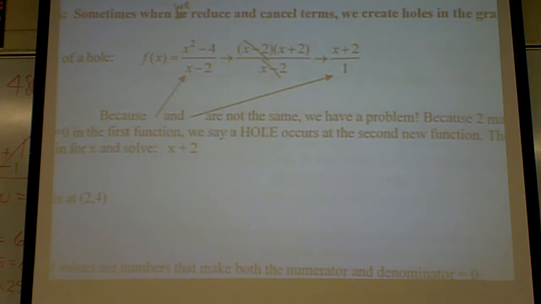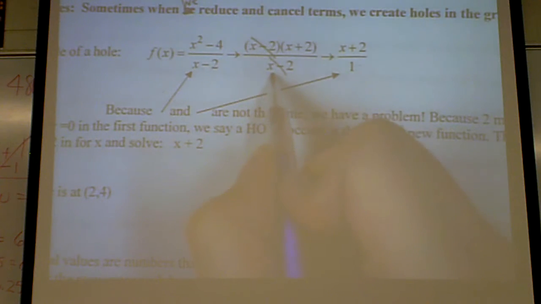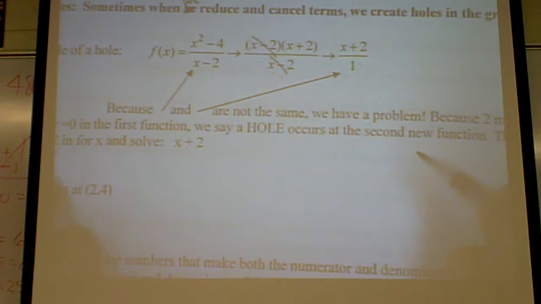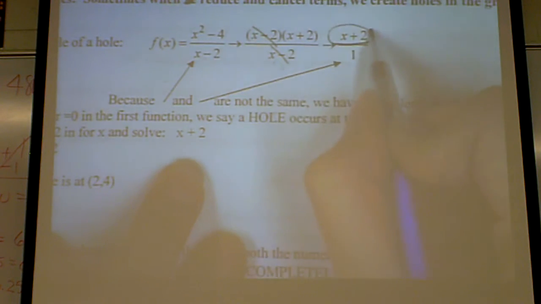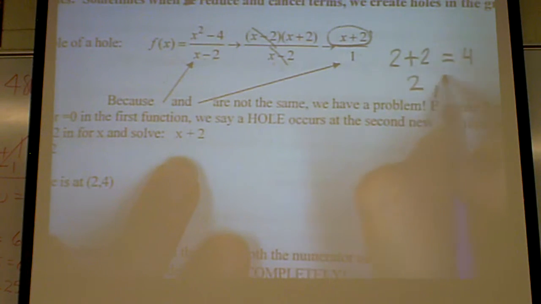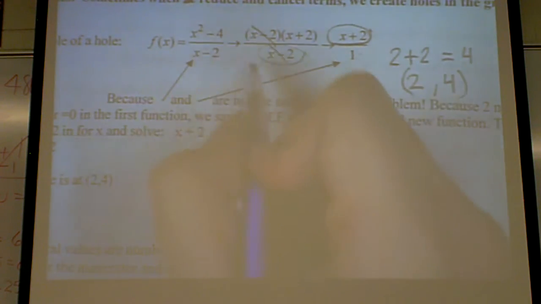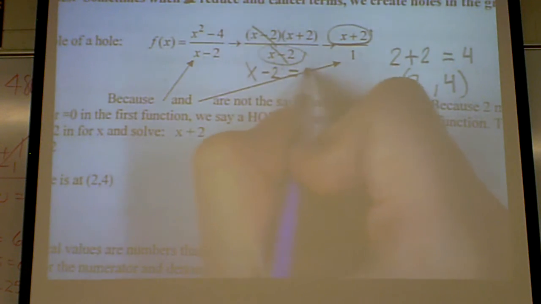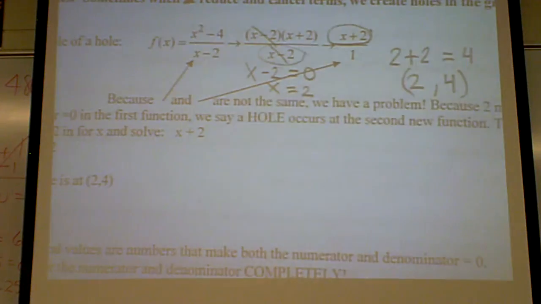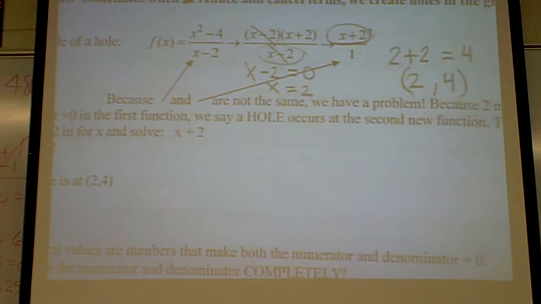So whenever 0 is in the denominator, we say that there's a hole in our graph. To find out where the hole is, we plug 2 in for x and solve over here. So 2 plus 2 equals 4. So our hole would be at (2, 4). Whatever makes the denominator equal 0, so x minus 2 equals 0, we add 2, x equals 2. We plug this number in over here. It's 4, so that's the y of our hole. Does that make sense?